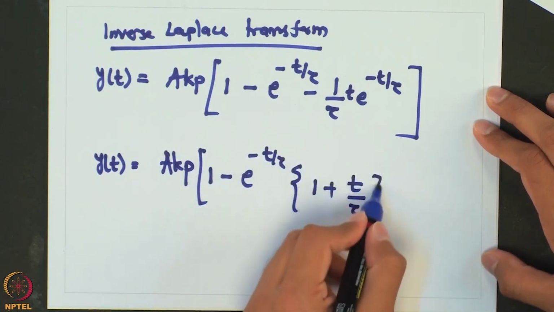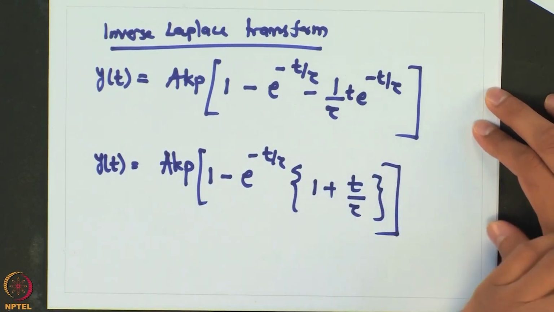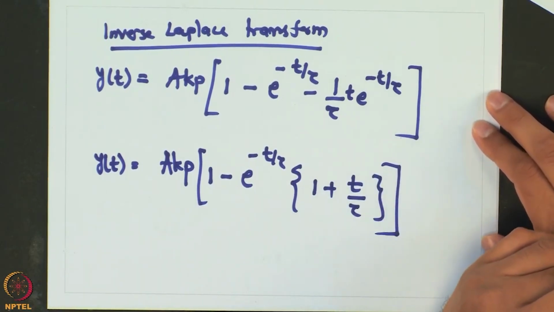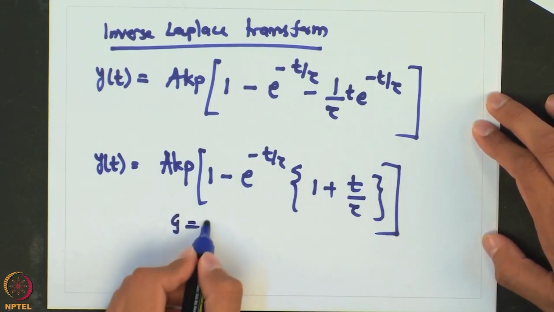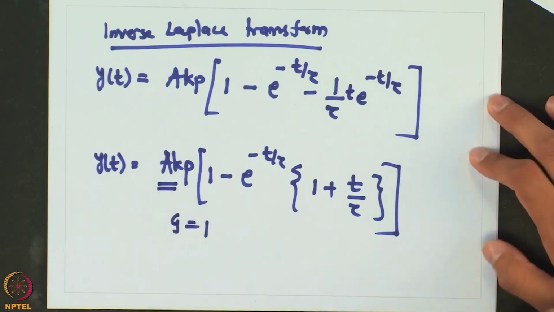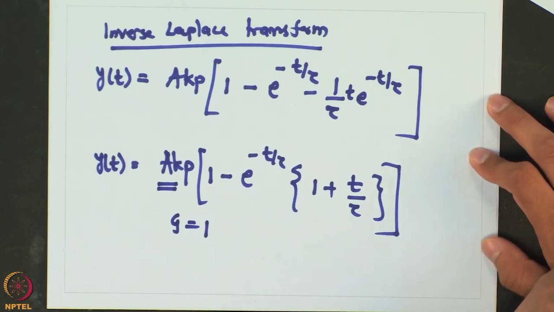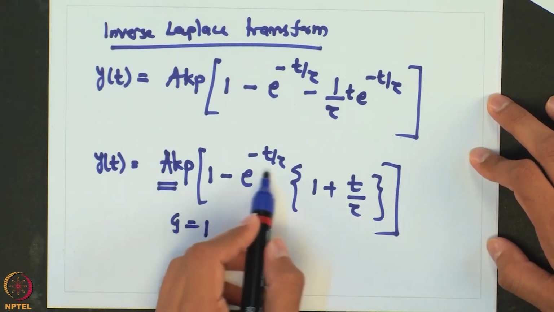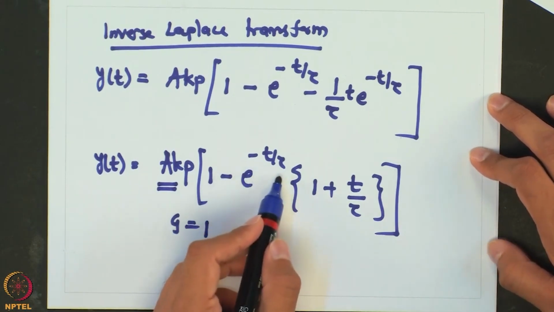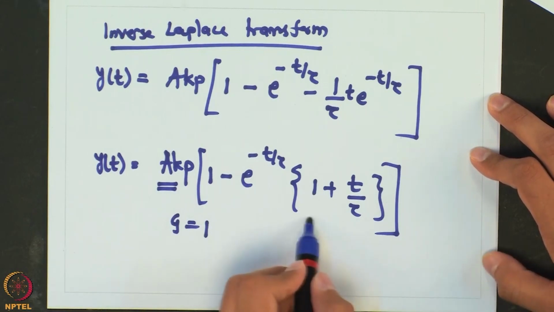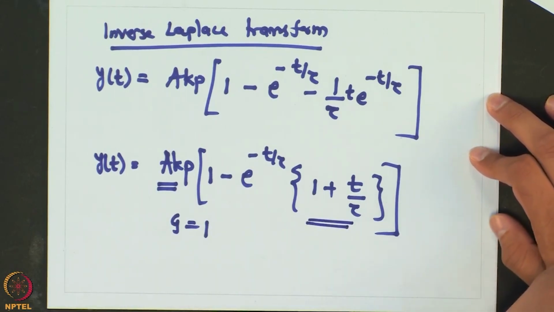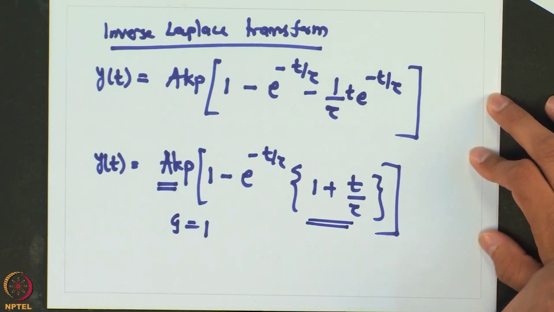You can see that the form of the response is similar to the response for the case when zeta was greater than 1. So, this is for zeta equal to 1. We still have the ultimate value as AKp. So, even for this response, the final value will reach AKp. We have 1 minus a decaying exponential term e raised to minus t over tau, followed by a term which is a little bit simpler. In this case, there are no cosine hyperbolic or sine hyperbolic functions. We have a simple linear function as 1 plus t over tau.